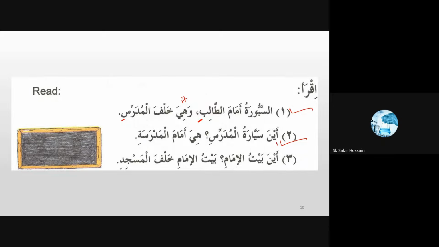Aina sayyaratul mudarrisi? What is the principal's car? Hiya amamal madrasati. It is in front of the school. Amama means in front of, and khalfa means behind. Next one.